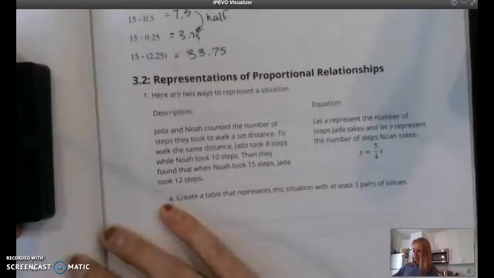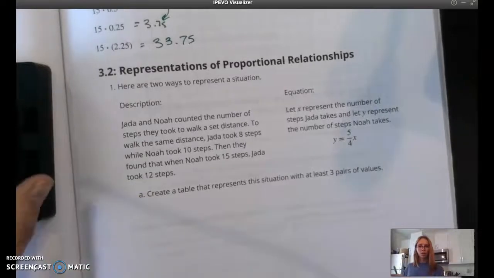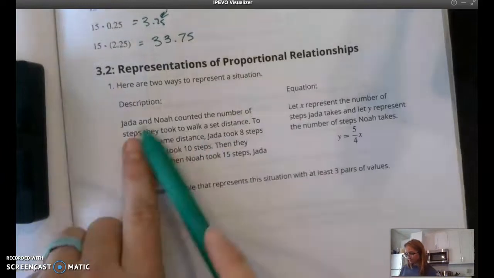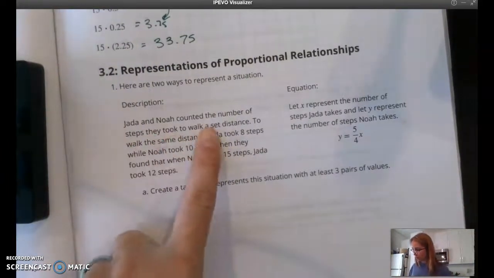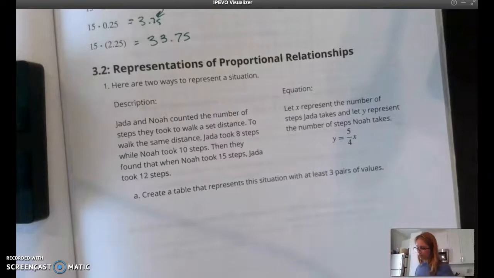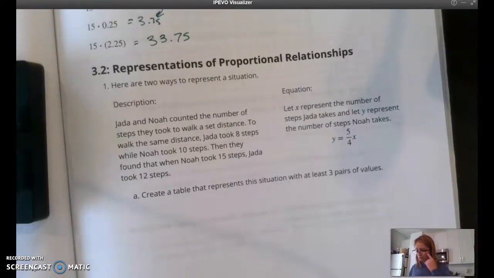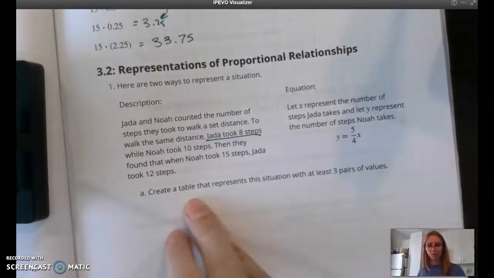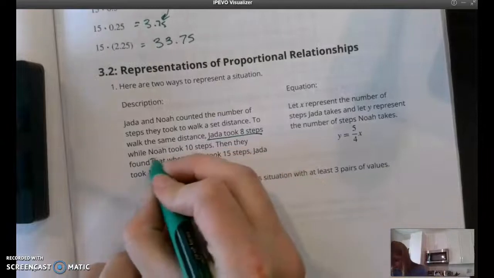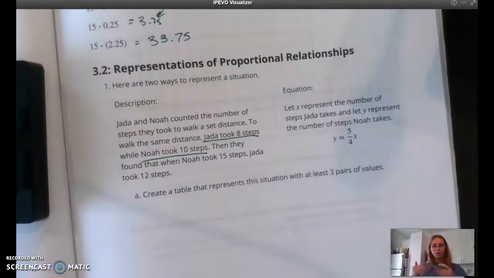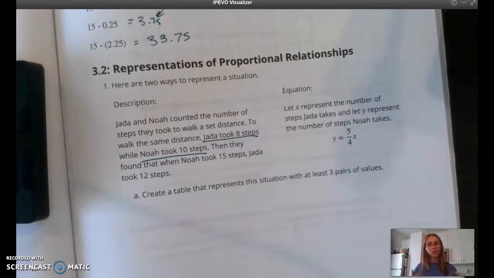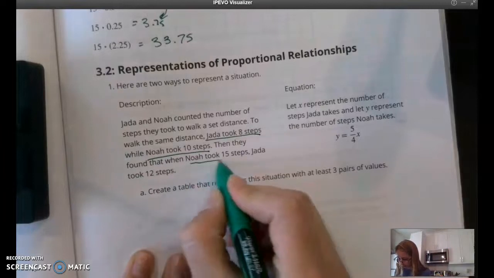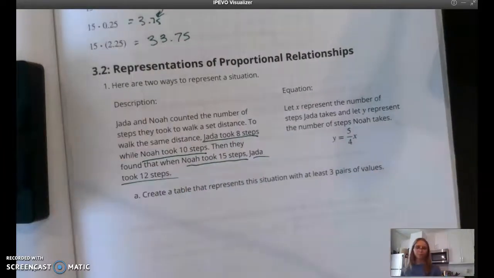Alright, so down here we have some proportional relationships, okay? So let's go ahead and read this. So it says Jada and Noah counted the number of steps they took to walk a set distance. To walk the same distance, Jada took 8 steps. So I always underline some information, and then while Noah took 10 steps. So they walked the same distance, and it only took Jada 8 steps, and it took Noah 10. Then they did it again, and it took Noah 15 steps, and Jada 12.